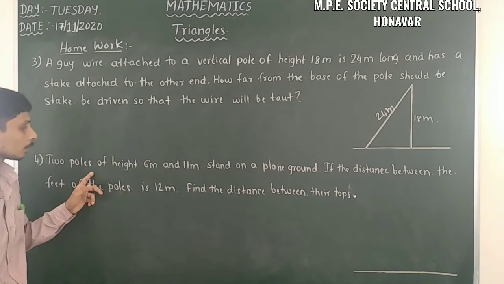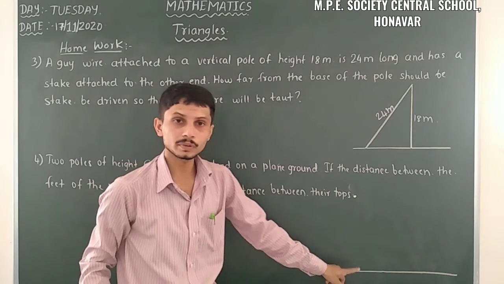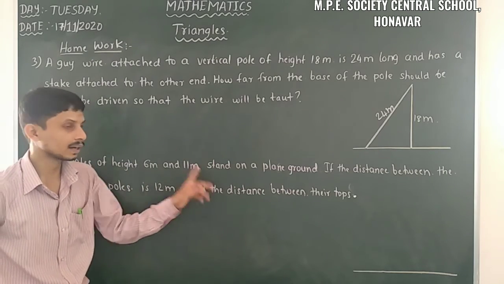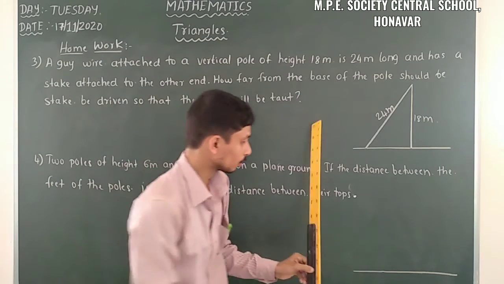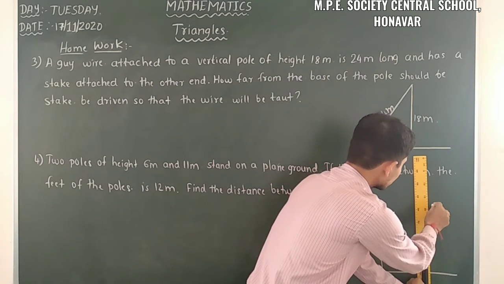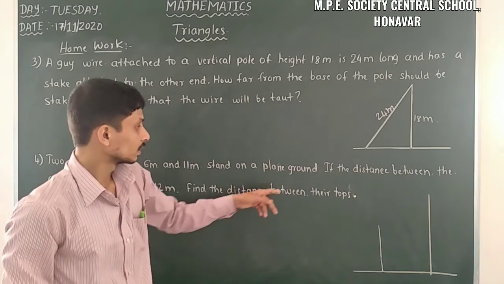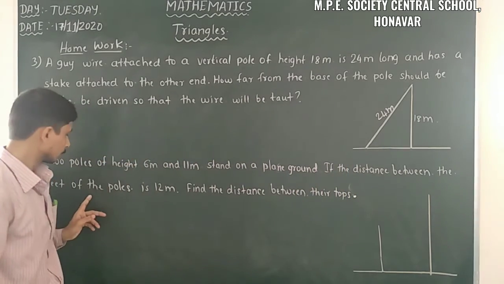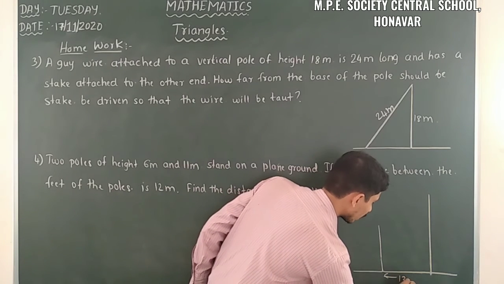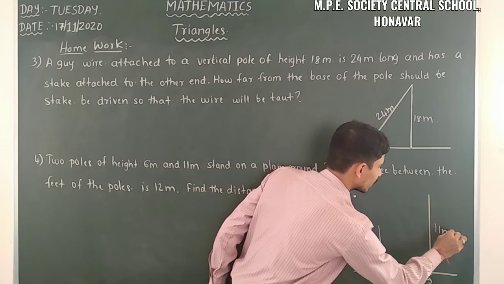Then, two poles of height 6 meter and 11 meter stand on a plain ground. So here it's a plain ground. We have two vertical poles of height 6 meter and 11 meter. So here we have to draw the two poles. One is 6 meters long, another one is 11 meter long. Then the distance between the feet of the poles is 12 meter, that means the distance between these two is 12 meter, and this height is 6 meter, and this height is 11 meter.